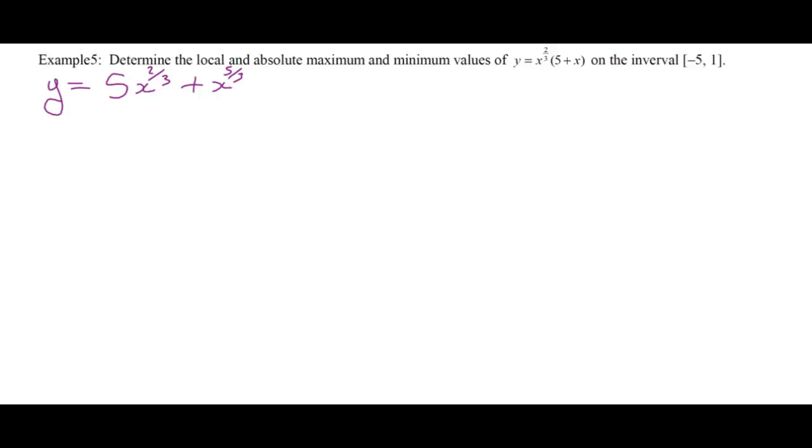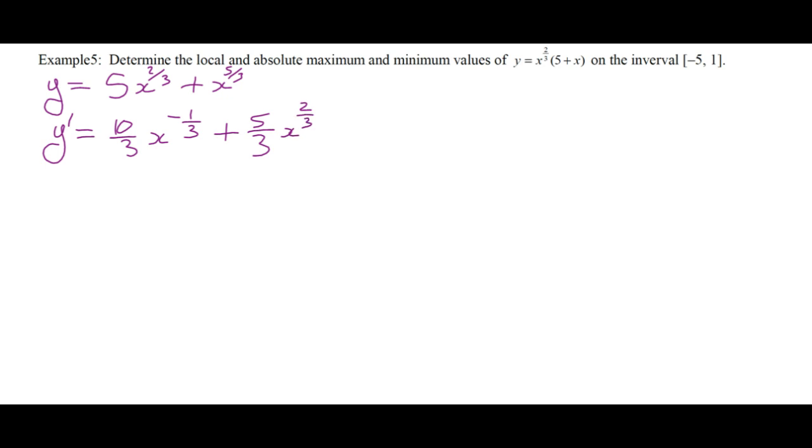Anyways, so I'm just going to multiply x to the 2/3 and get 5x to the 2/3 plus x to the 5/3. It doesn't matter. If you're using the product rule, you're going to get the same derivative, which is, so y prime is equal to 10/3 x to the -1/3 plus 5/3 x to the 2/3.